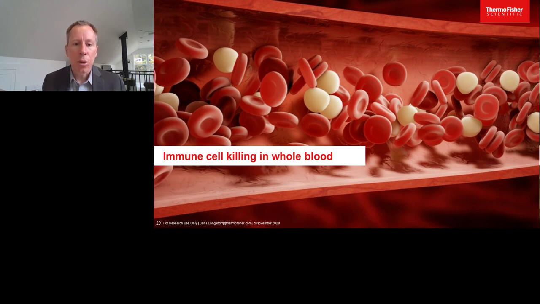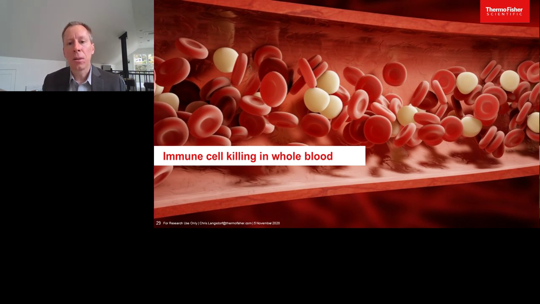Let's not isolate out all of the different cell fractions, let's keep them intact. And so let me show you how we accomplish this. First, some background on how this is even possible.